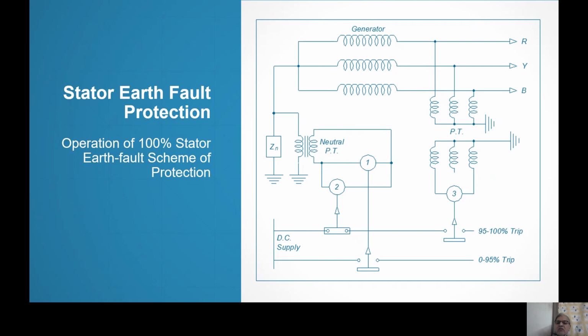0 to 5% will be detected by number 2 and remnant 95% will be detected by number 1. This is how 100% of the stator is sensed for earth fault. So thus we complete all types of faults. Triple line, double line we have covered, interturn we have covered, and earth fault we have covered.